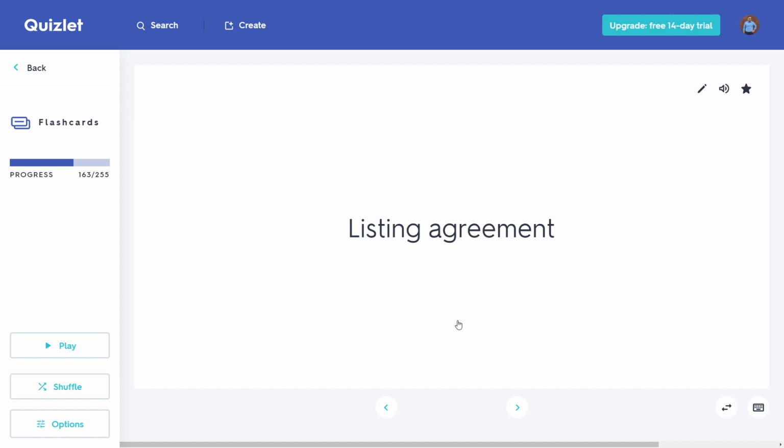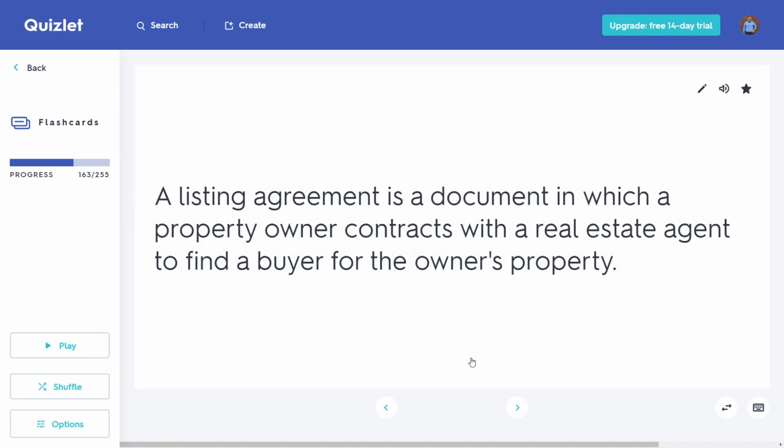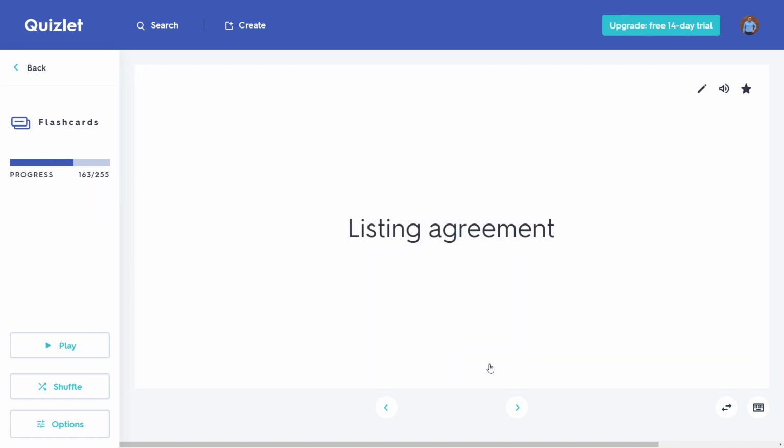You guys know? Hopefully. Listing agreements are super important. A listing agreement is a document in which a property owner contracts with a real estate agent to find a buyer for the owner's property. So, let's say you and your husband or you and your wife are deciding to move and you want to sell your property. Well, you're going to fill out a listing agreement with a real estate agent to find a buyer for your property. It's as simple as that. But this is one of the most important documents. So be familiar with all the ins and outs, especially when you become agents, because this is bread and butter for real estate agents.